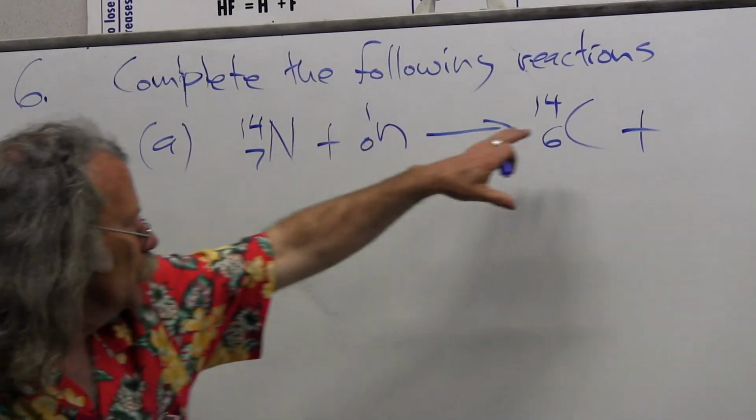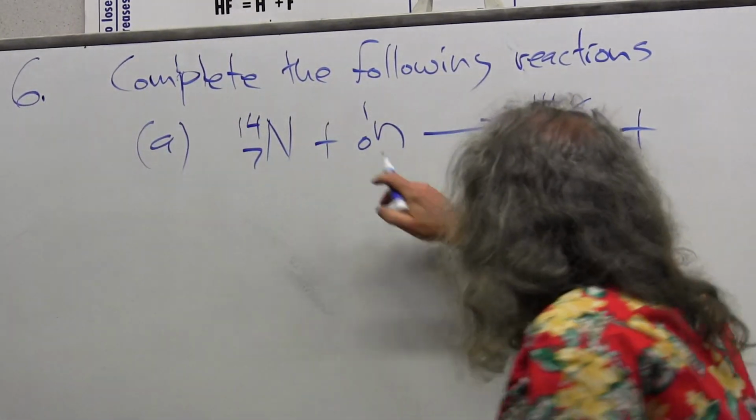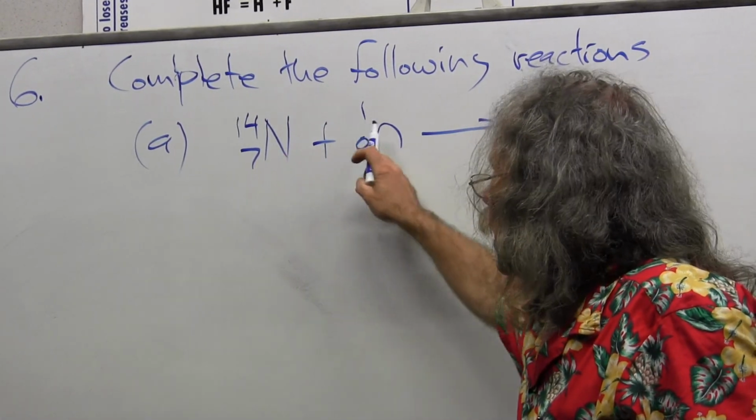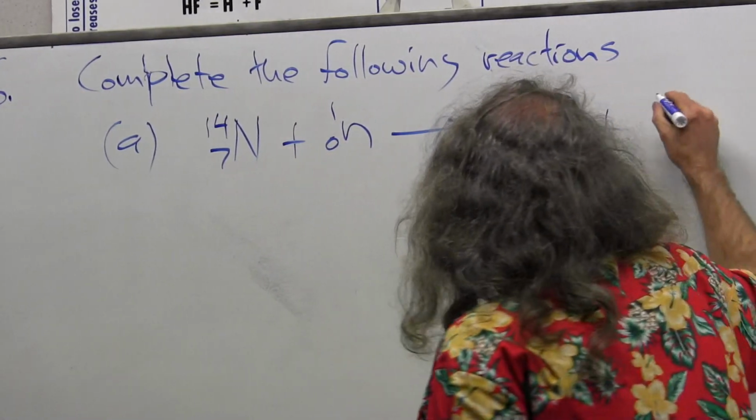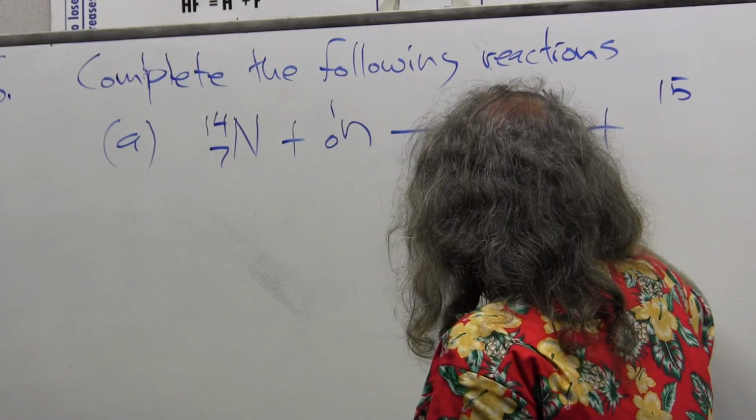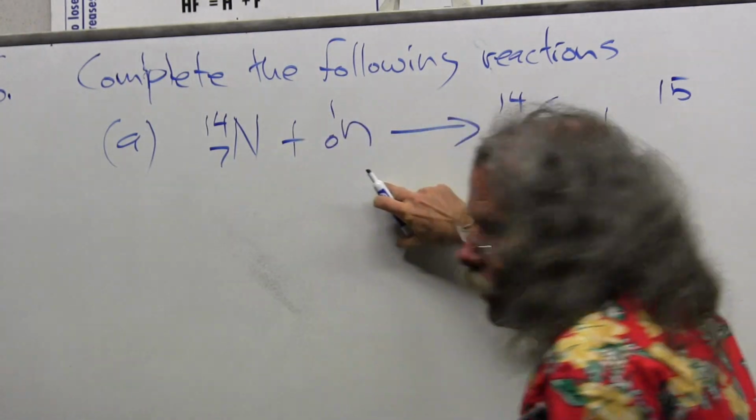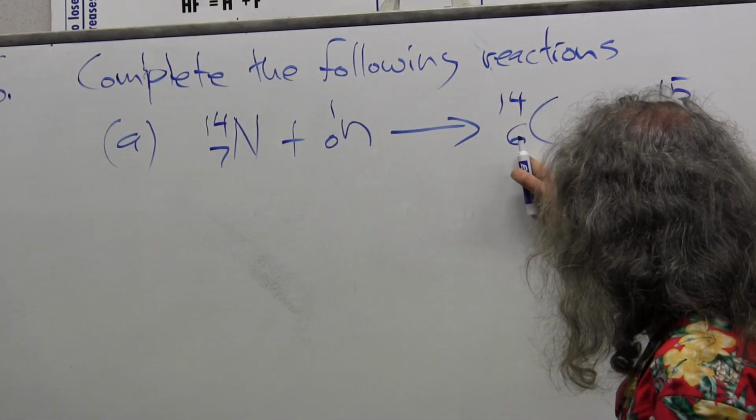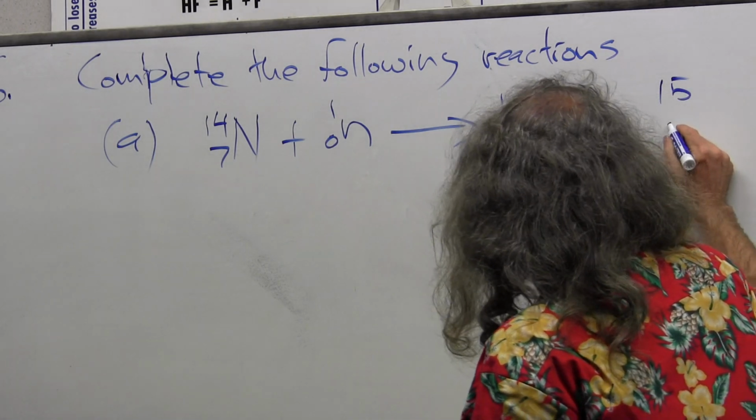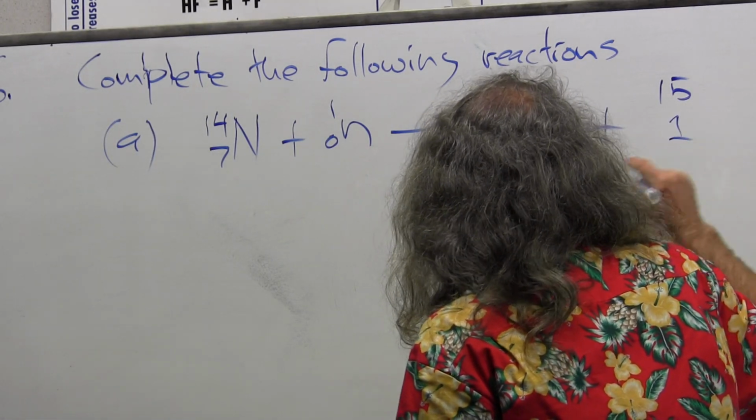What has to be true here? What goes on top? You've got to balance. What's the top going to be? 15. And what goes on the bottom? 7 on the bottom, 6. So this is 6. So what's this 1 got to be? 1. Oh, I see. That's why you have to have a 1 on the top.